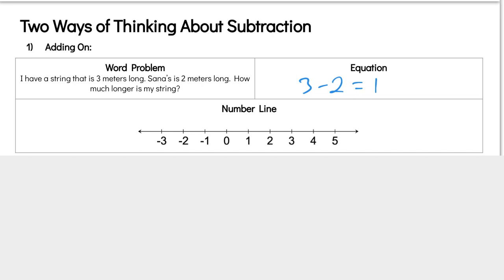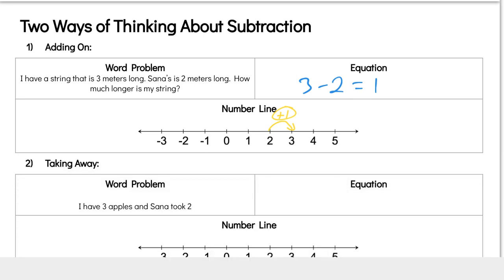Not too difficult. On a number line, it looks like this. You start, essentially you're asking how much longer, how far is it from this term to this term? Or how much do I need to add to the 2 to get to the 3? And the answer is 1. So on a number line, it looks like this. What do I need to add to the 2 to get to the 3? Well, I need to add 1. And the answer is right there.